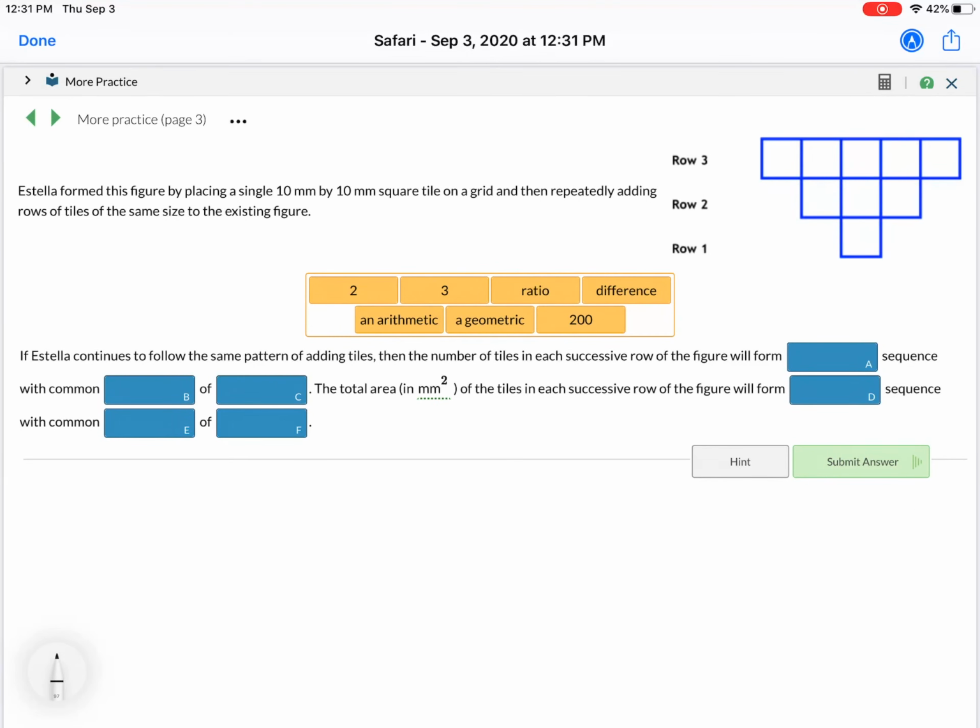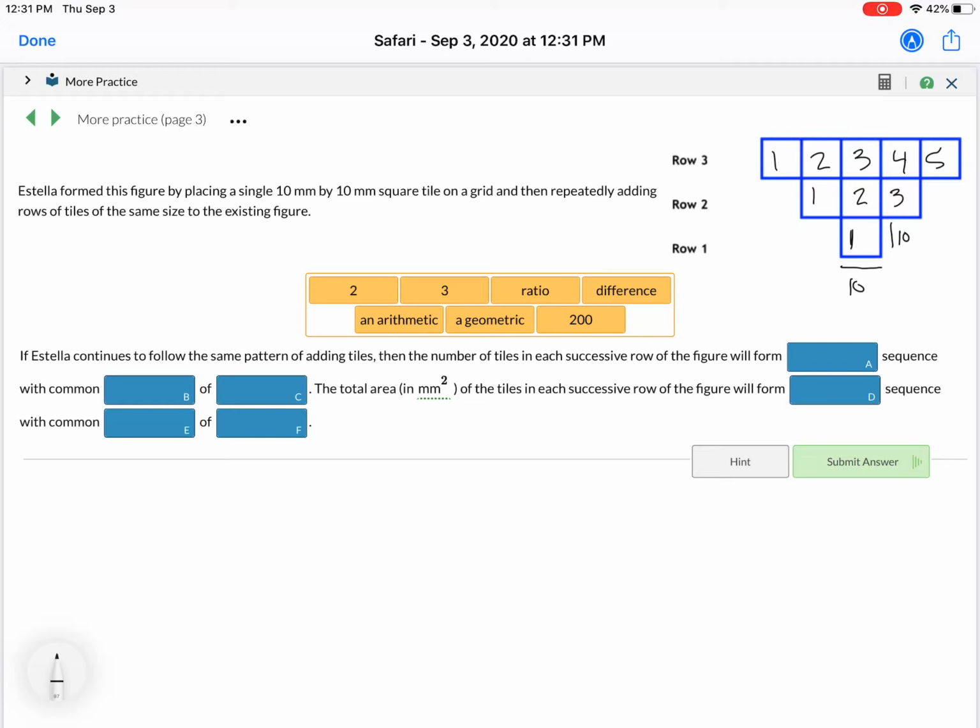All right, right here, you need to pay close attention, okay? So it says Estella formed this figure by placing a 10 millimeter by 10 millimeter square tile on a grid and then repeatedly adding rows of tiles of the same size to the existing figure, okay? So each side is a 10 by 10, okay? So 1 tile, 1, 2, 3, 1, 2, 3, 4, 5.